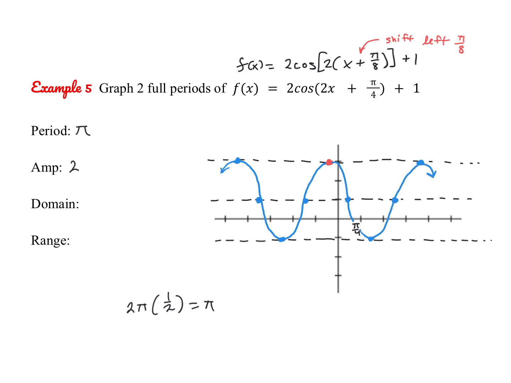Alternatively, instead of estimating where this is, we also could have, of course, rescaled our x-axis. Instead of counting by pi over 4s, we could have counted by pi over 8, so that's totally fine as well. So here our domain is going to be -infinity to infinity, and our range we can see is -1 to 3.